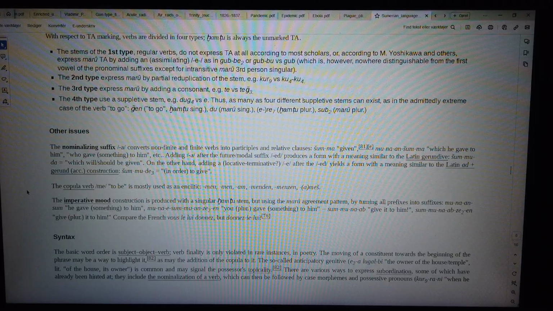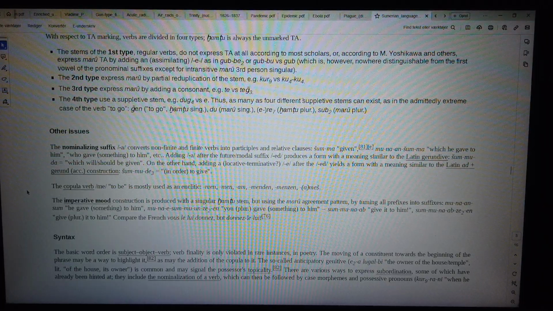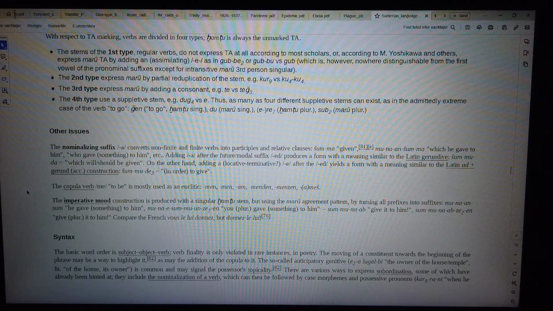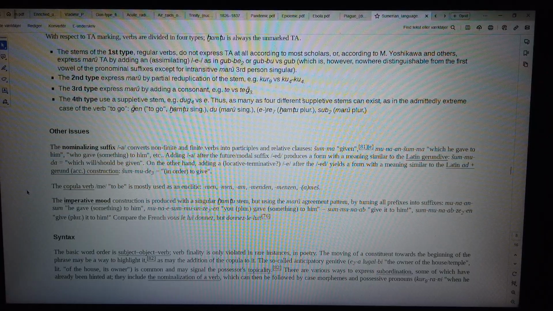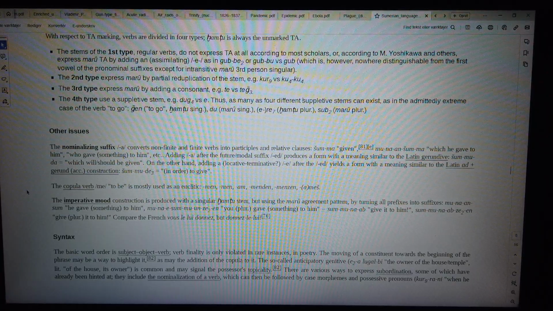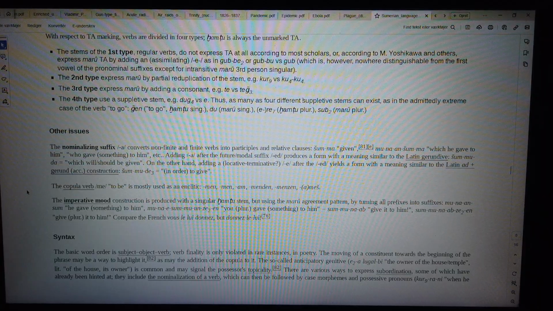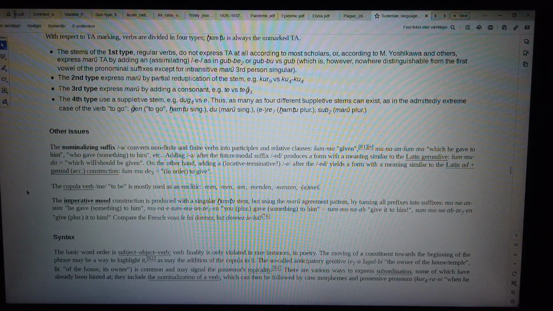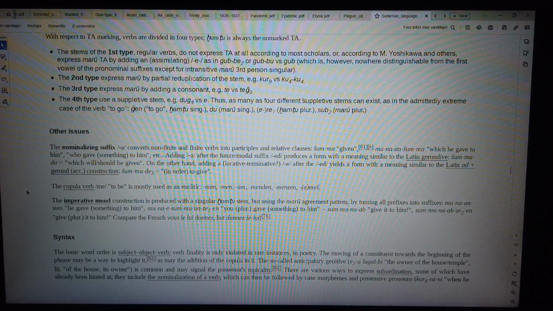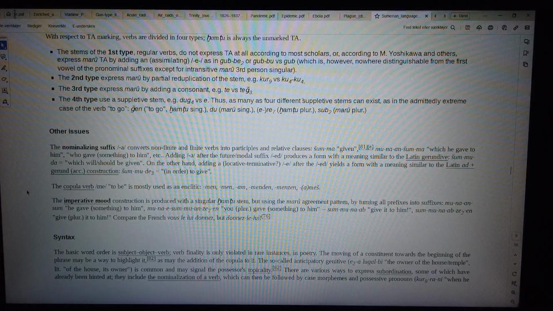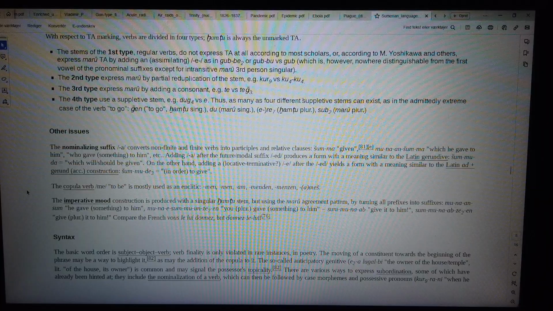Adding /a after the future /modal suffix /ed produces a form with a meaning similar to the Latin gerundive, muda equals which will / should be given. On the other hand, adding a locative terminative /e after the /ed yields a form with a meaning similar to the Latin ad plus gerund, accusative construction, muda 3 equals in order to give. The copular verb /me to be is mostly used as an enclitic, men, menden, mensen, me.